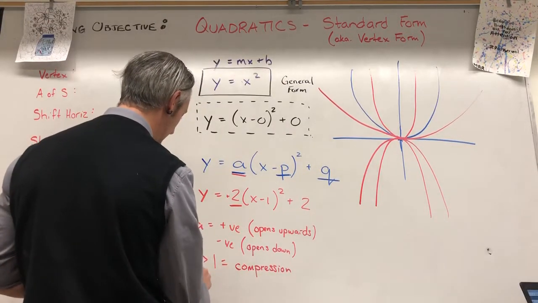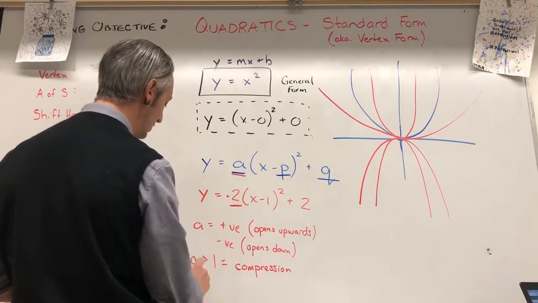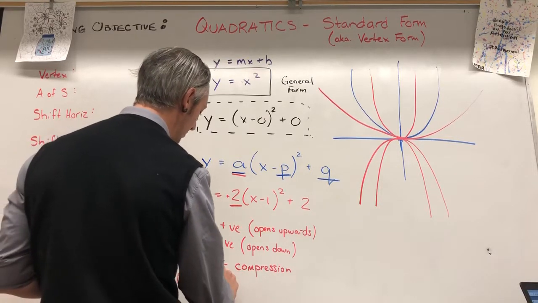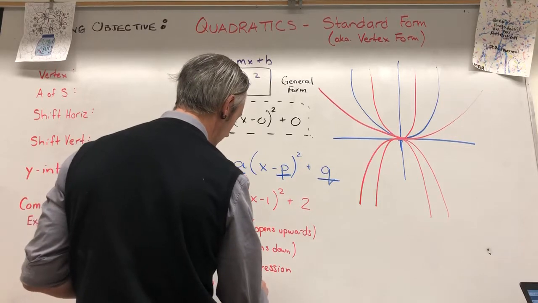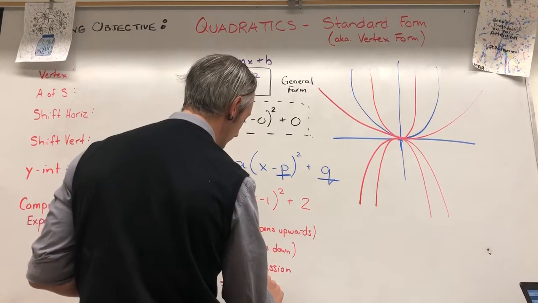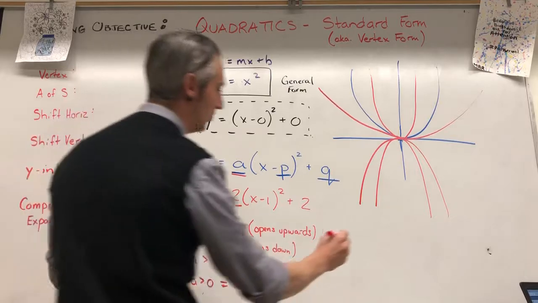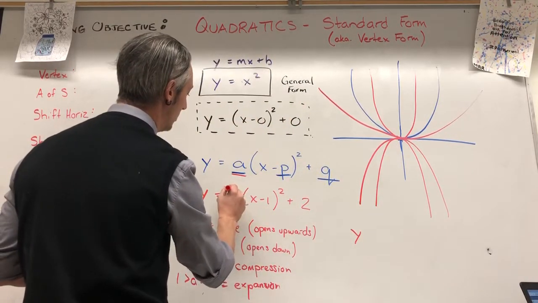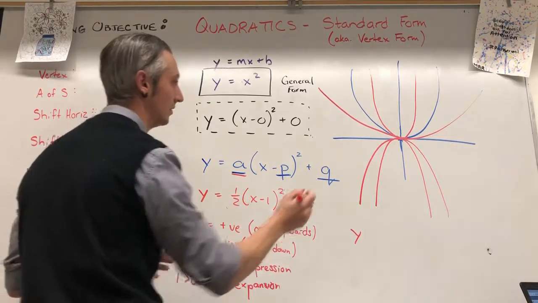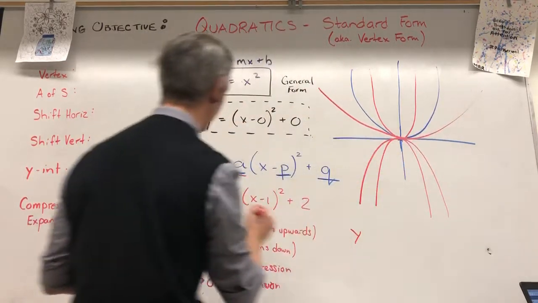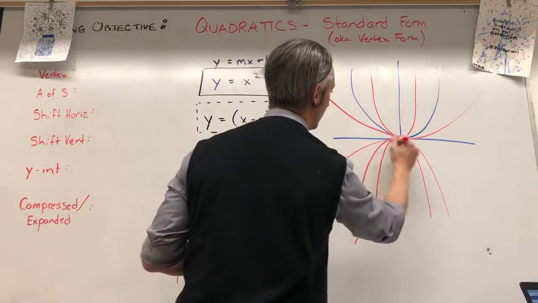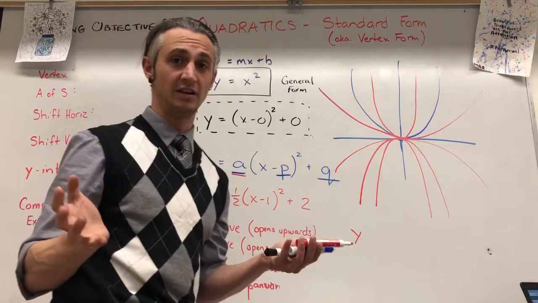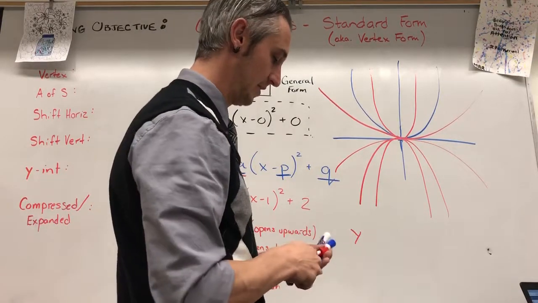And then what if a is a fraction? It's between 0 and 1. Well, in that case, we're going to get expansion. So if I had y is equal to 1/2, this would look more like this expansion there. If it was negative 1/2, it would look more like this. That is what a tells us. That's the importance of a.